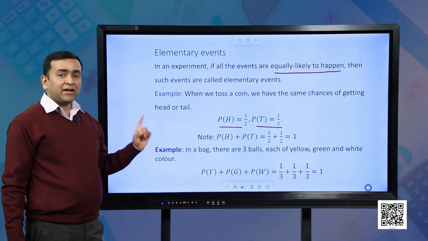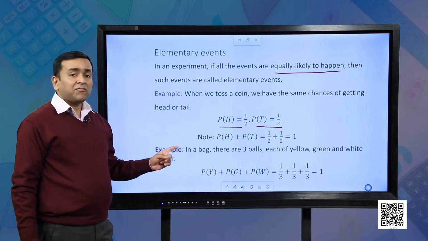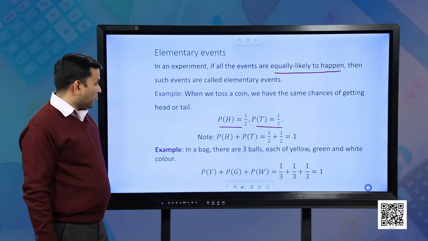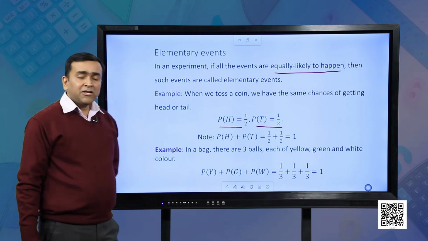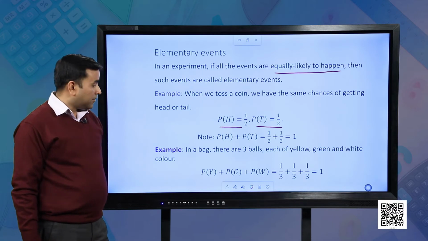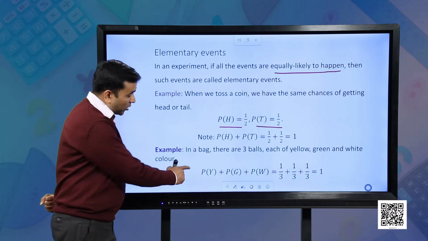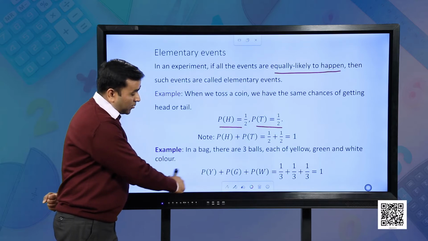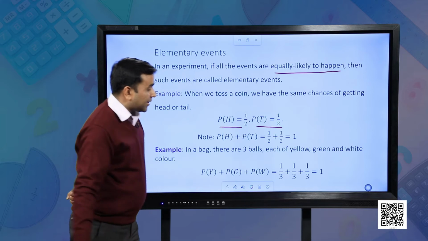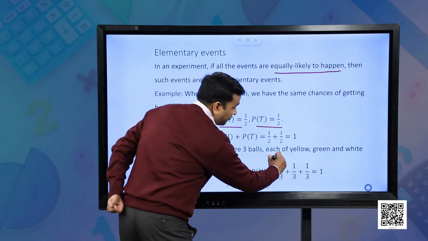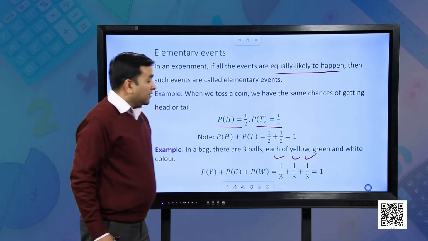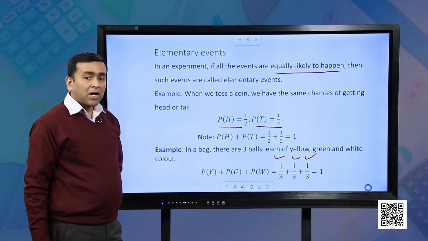Let us consider another example. If we have a bag and there are 3 balls in it, each of yellow, green and white color, then each of these balls have an equal chance of getting selected. Then we get that probability of yellow ball, probability of green ball and probability of white ball is nothing but 1 by 3, 1 by 3 and 1 by 3, and see that the sum comes to 1.